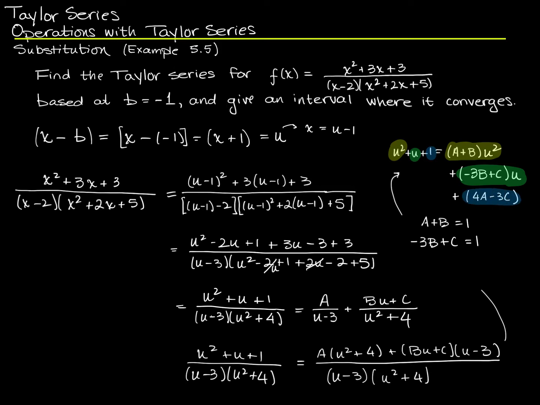So it must also be true that 4a minus 3c also equals 1. And this is a system of equations. And solving that system of equations will give me values for a, b, and c.